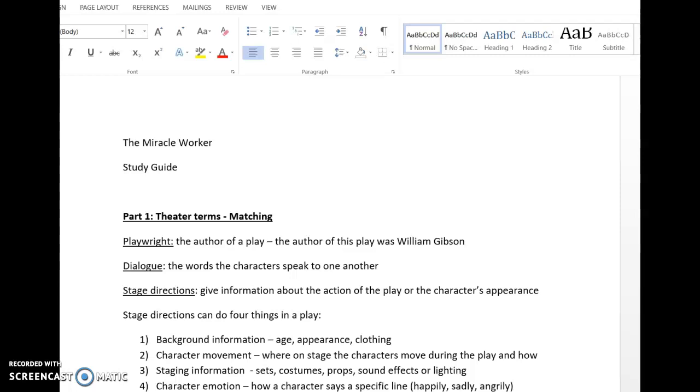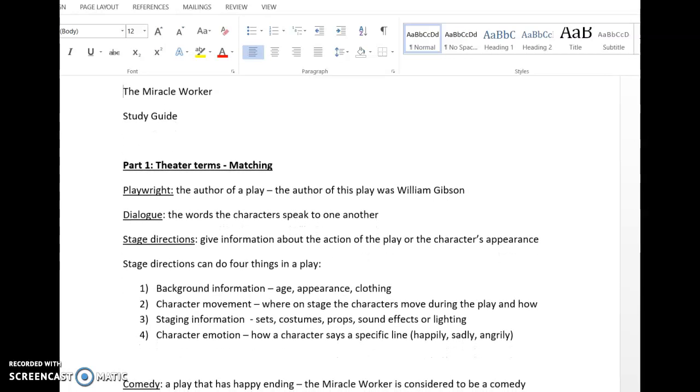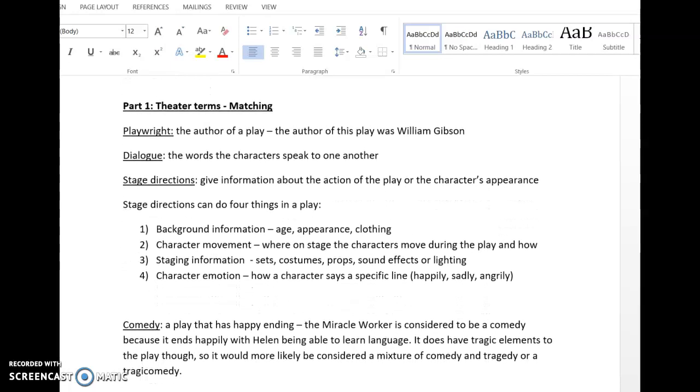Okay. So your first section of your test is going to be matching. It's going to be theater terms, so definitions that talk about things to do with a play or with the theater. Okay, so the first definition, playwright, is the author of the play. The author of this play was William Gibson. Dialogue, the words that characters speak to one another.